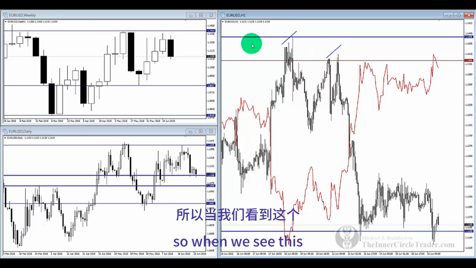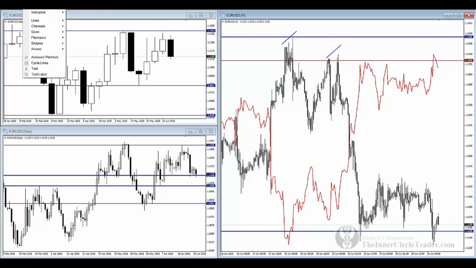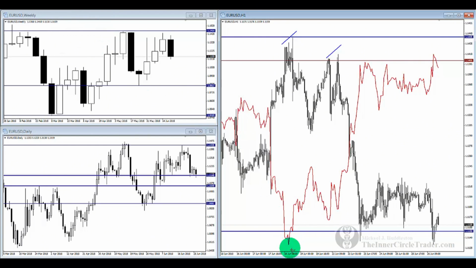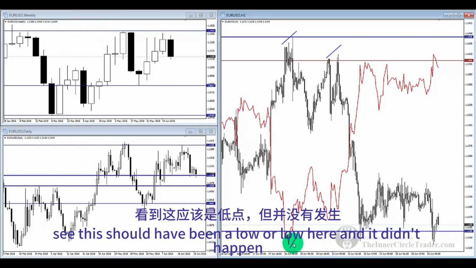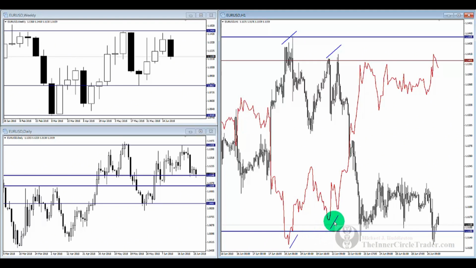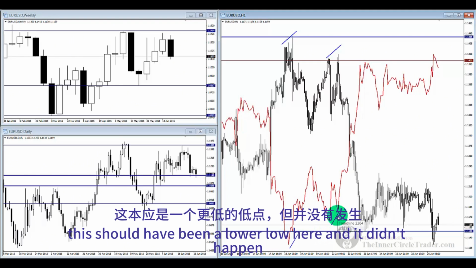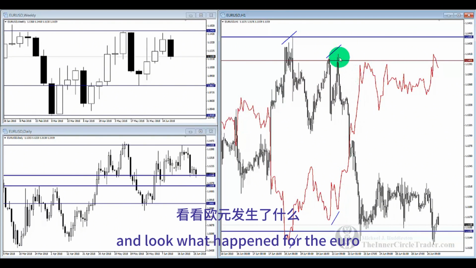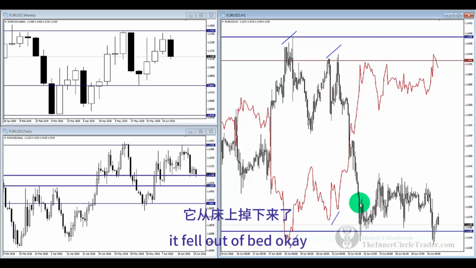Okay, so when we see this, this is exactly what you would anticipate happening. See, this should have been a lower low here, and it didn't happen. This should have been a lower low here, and it didn't happen. And look at the extrapolated move up in the dollar. And look what happened with the euro. It fell out of bed. Okay, you see that?